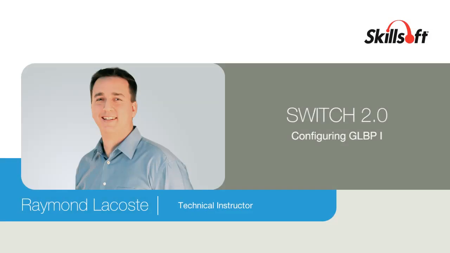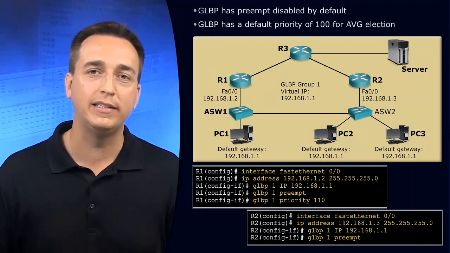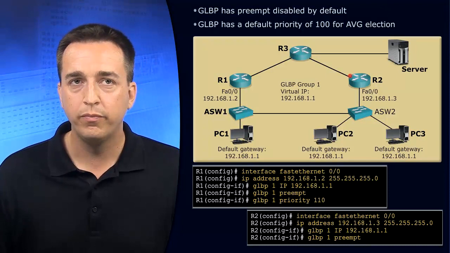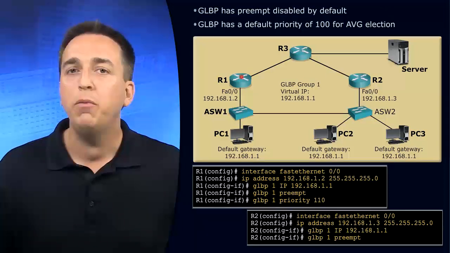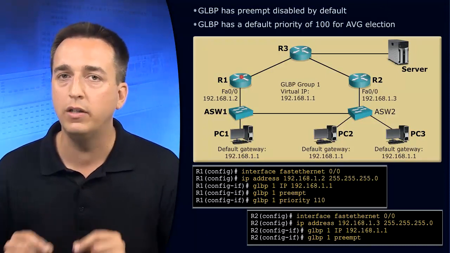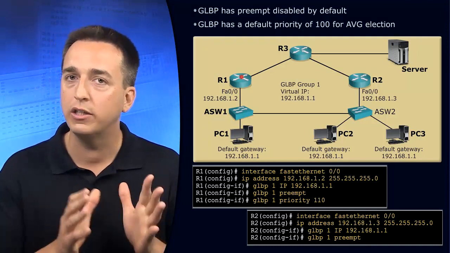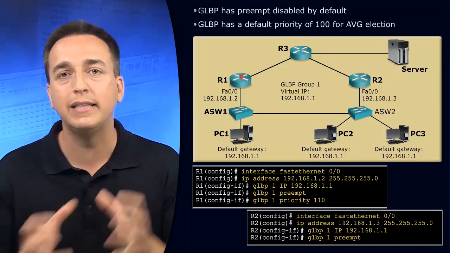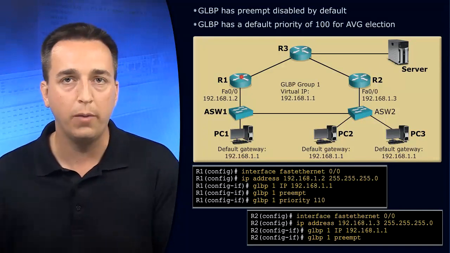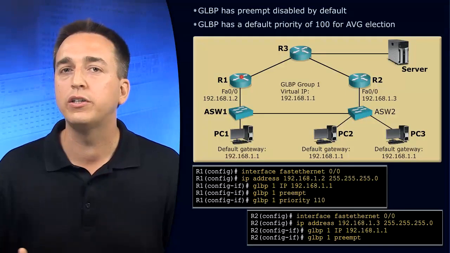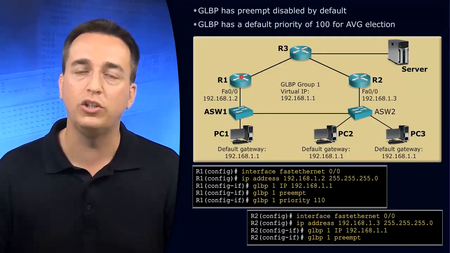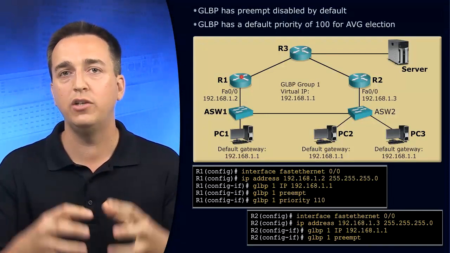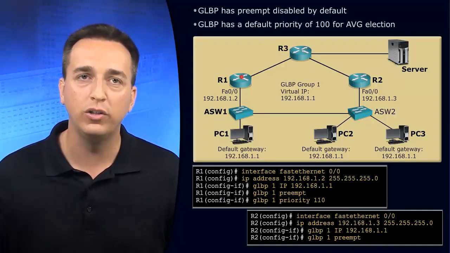Let's look at a gateway load balancing protocol configuration example. Notice here that we have R1 and R2. These are routers. GLBP works on both routers and multi-layer switches. However, on multi-layer switches, the support is not as widespread as HSRP and VRRP. So you might have a multi-layer switch that doesn't support GLBP simply because it's a lower end multi-layer switch. Typically, we find GLBP on the higher end multi-layer switches.